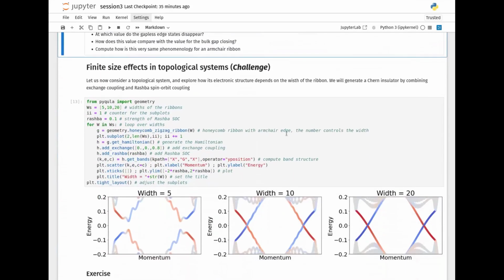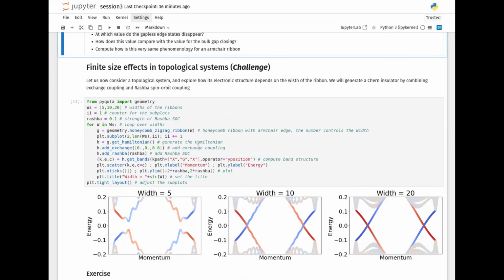Okay, so now let us look at some finite size effects in topological systems. And so the whole idea is that we are now going to see how one can get hybridization between edge states when the width of the system is not too large. And this is very similar to what we discussed at the beginning of the session. And so we are going to take a honeycomb zigzag ribbon. We are going to create an artificial Chern insulator. So we are no longer going to add a Haldane coupling, but we are going to add two different couplings that together they create a Chern insulator.